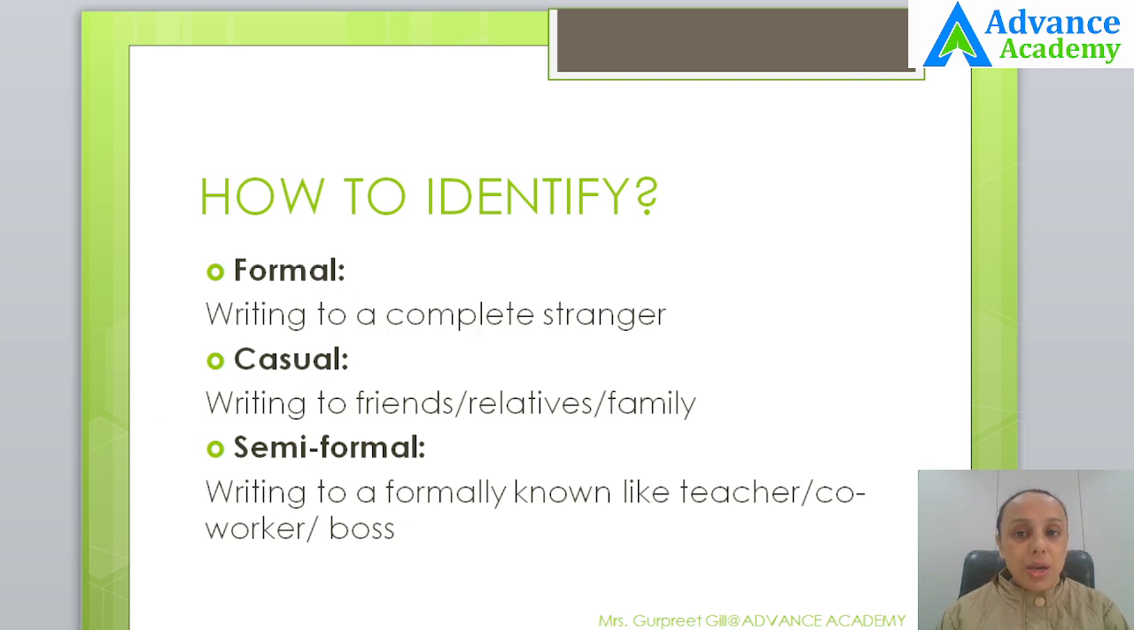So the first thing that you have to do in your exam is identify the type. Because if you don't identify the type and you don't keep your tone and writing style according to the letter type, you might not get Band 7 in your Task 1.